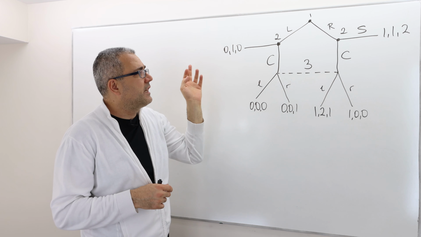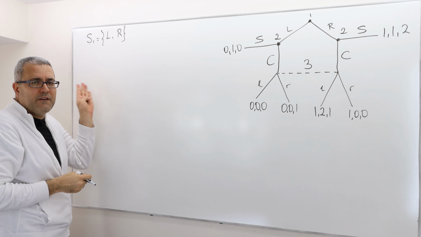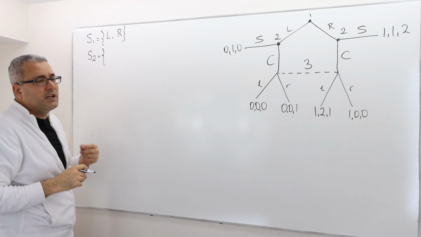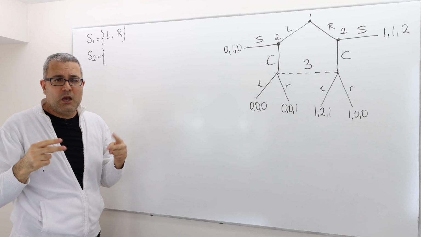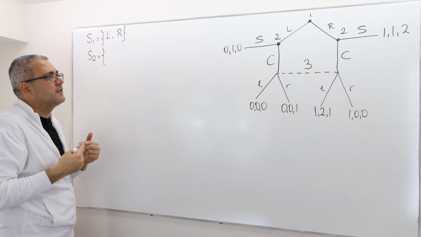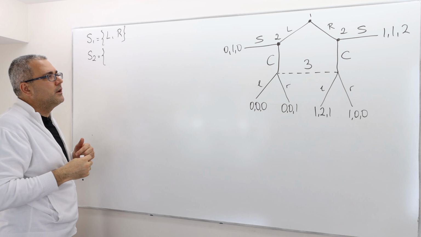So the first question is, obviously, what is the strategy set of these players? S1, S2, S3. Player 1 has only one decision node and only 2 available actions at that decision node, so therefore his strategies are either left or right. Strategy of the second player. The second player has 2 decision nodes or information sets. Each info set is a singleton, so it really doesn't matter whether I call it info set or decision node.